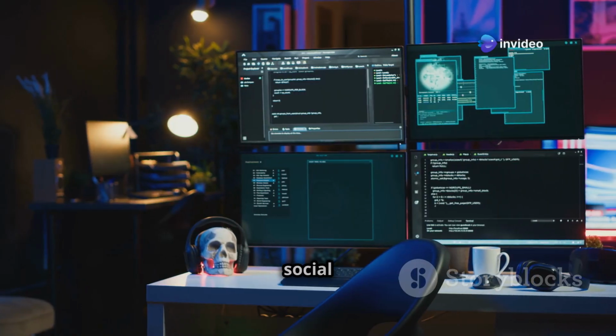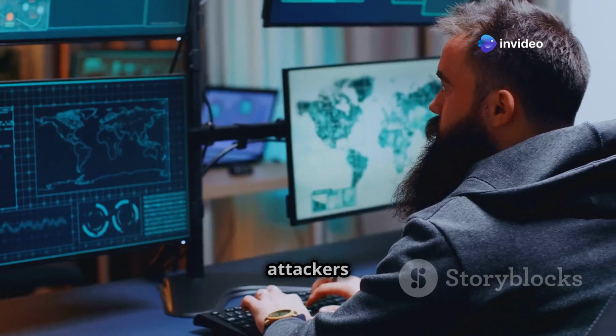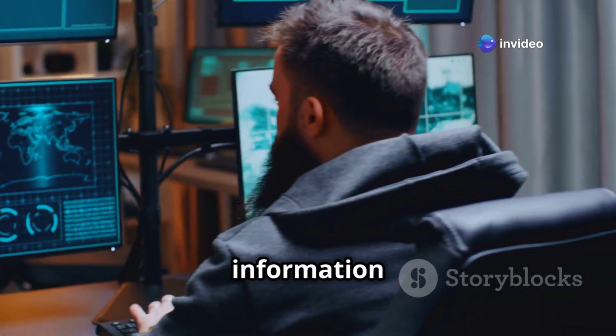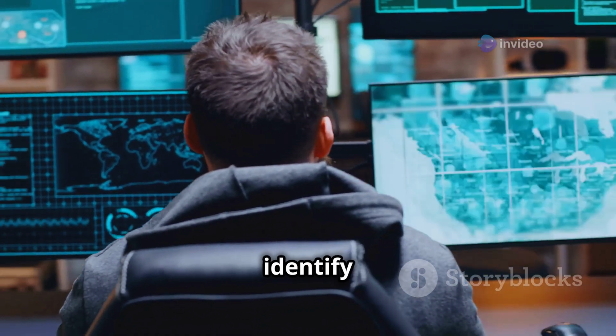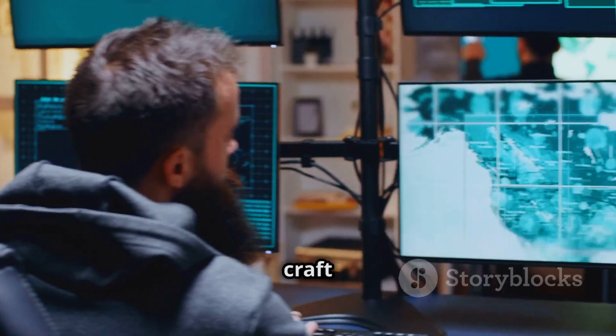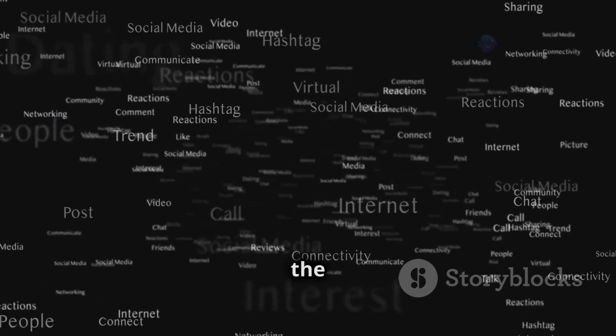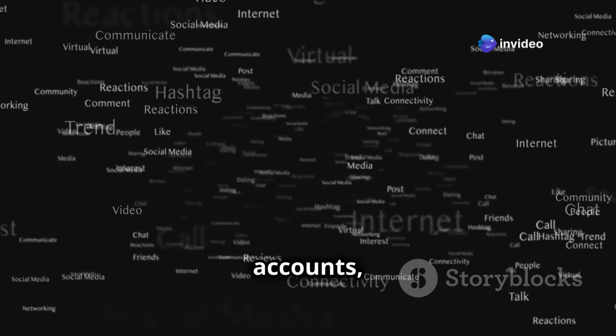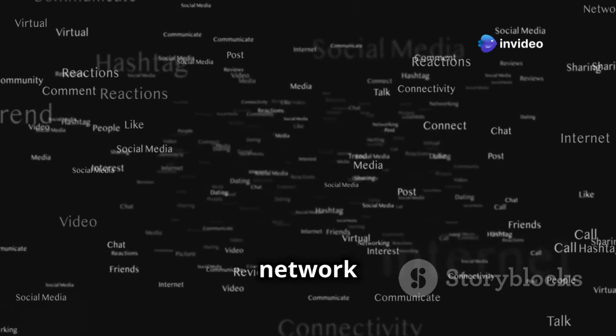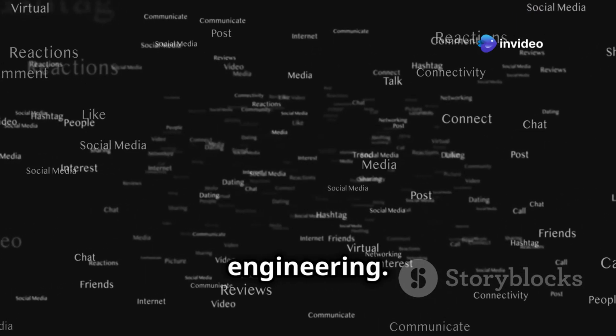Now, how does this relate to social media hacking? Well, attackers can use Maltego to gather information about their targets, identify potential vulnerabilities, and even craft more targeted attacks. They can map out your online presence, connect the dots between your social media accounts, and even identify people in your network who might be susceptible to social engineering.